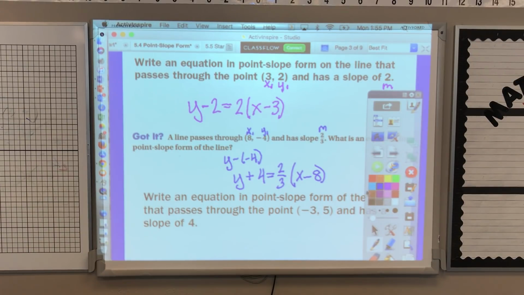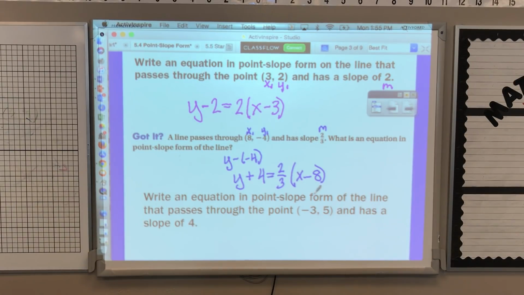And the last one. They're giving me the ordered pair negative 3, 5, having a slope of 4. So again, in my ordered pair, they're giving me x1 and y1, and the slope is always the letter m. So we have y minus y1, which is 5, equals m, which they told me is 4, times the quantity of x minus x1, but x1 is negative 3, so remember this minus becomes a plus, because minus a negative 3 is really plus 3.